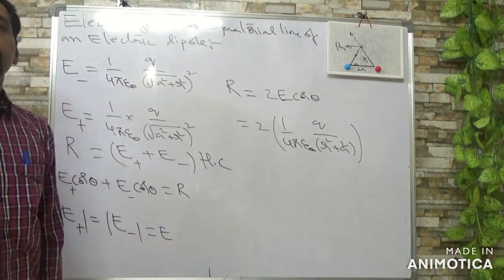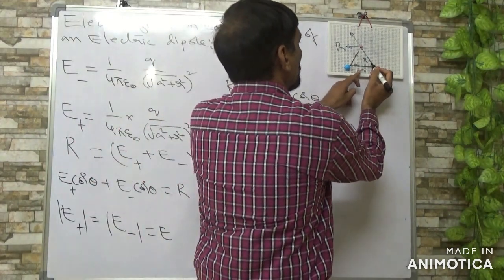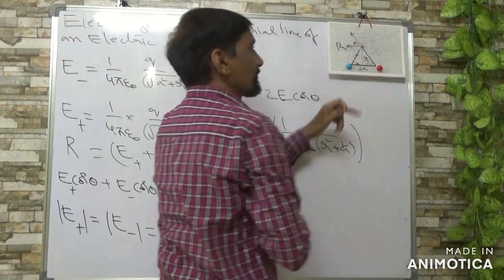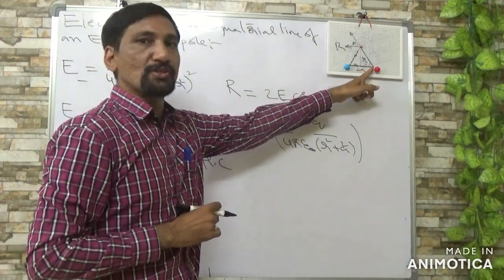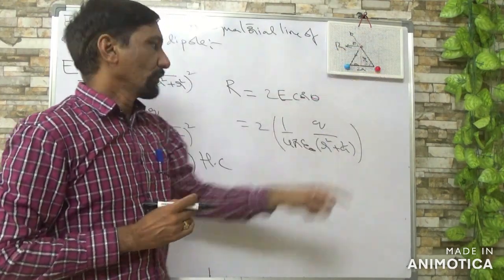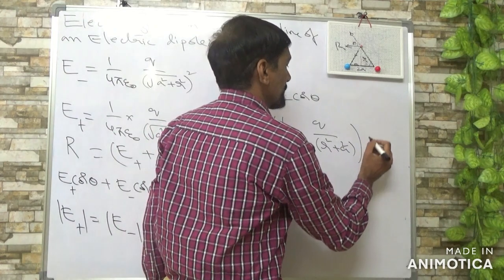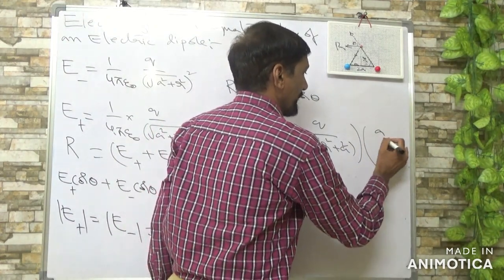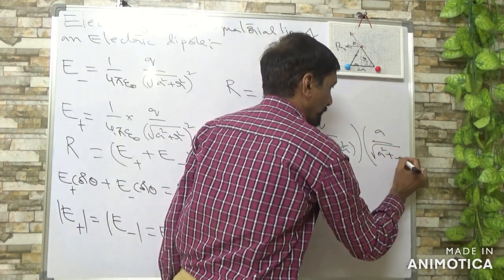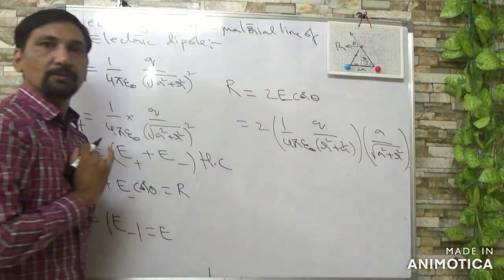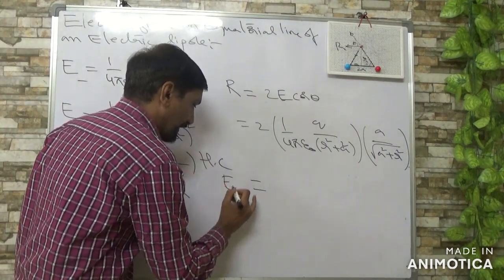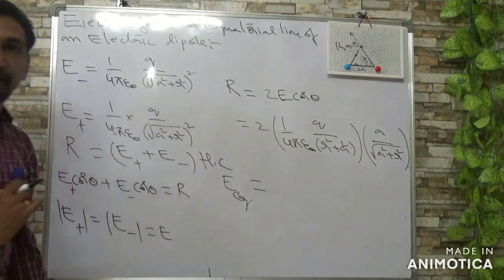Into cos theta. So from here, if you are considering cos theta, this is A, this is the distance. So cos theta is equal to adjacent by hypotenuse, which is A square plus R square. Okay, so for our convenience, you can write the electric field strength as E equatorial.